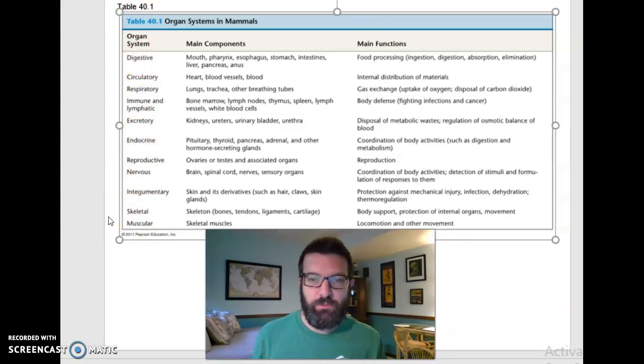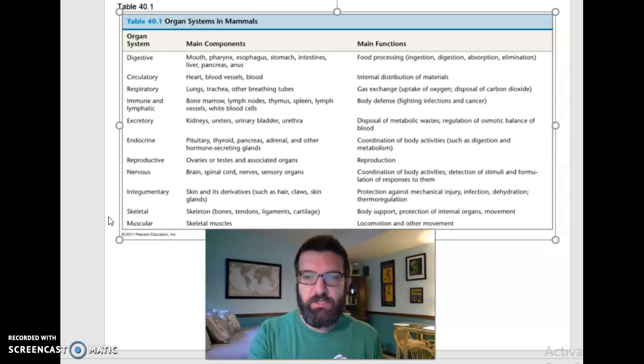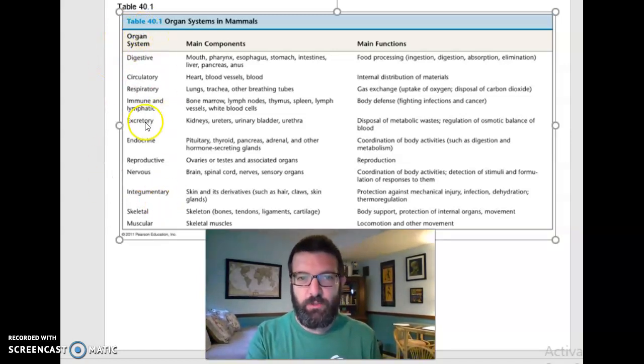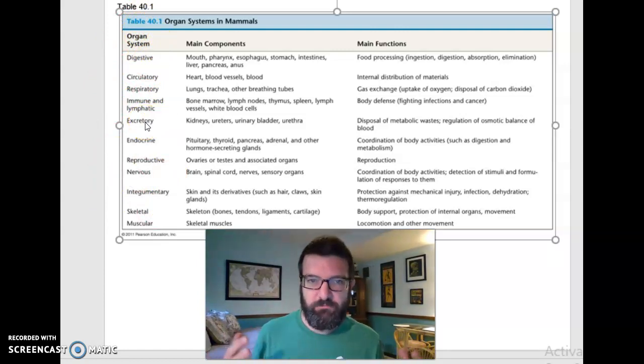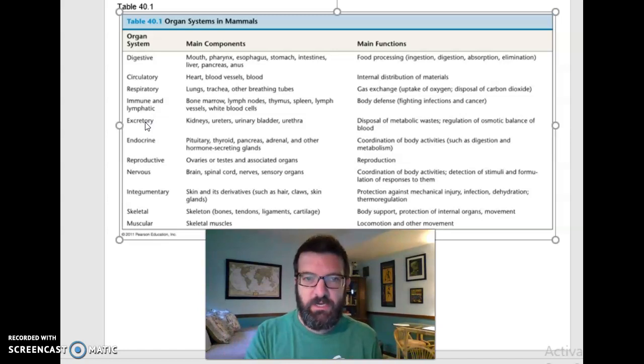And over the next several weeks, we're going to discuss animal diversity and evolution and phylogeny, but we're also going to discuss some comparative anatomy and physiology. We're going to look at how different animals perform these different functions, how their organ systems differ in terms of excretion and digestion and circulation and respiration and things like that.